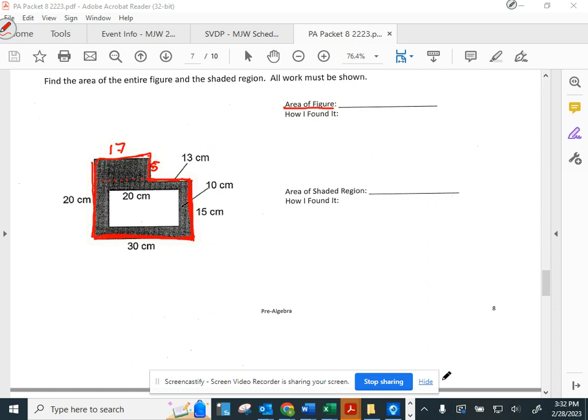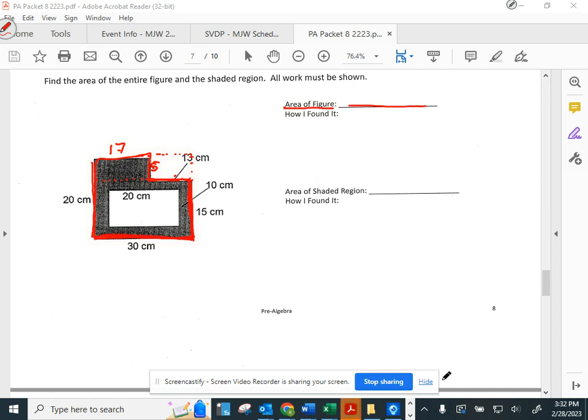You could do taking out this section, but don't forget to subtract that away. If you do 20 times 30, you have to subtract this section away. That 5 times 13, you need to take that part away. So that will give you your total amount.